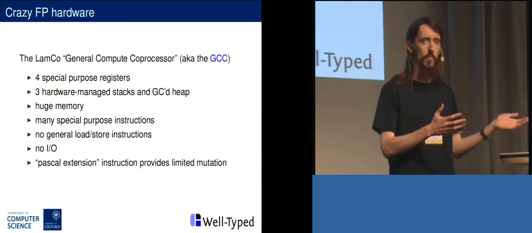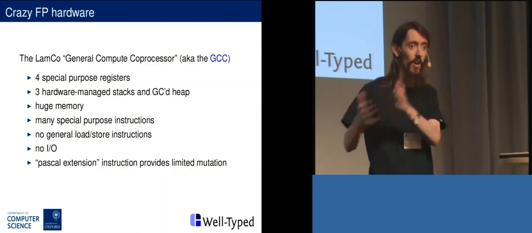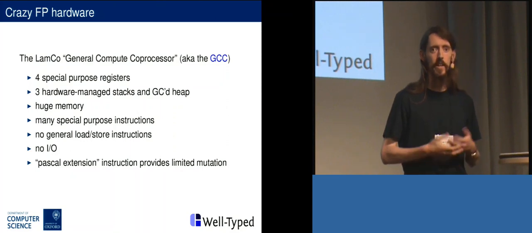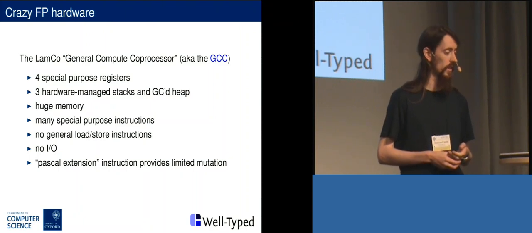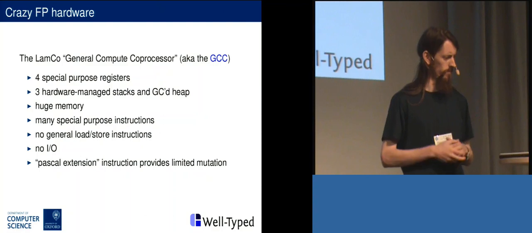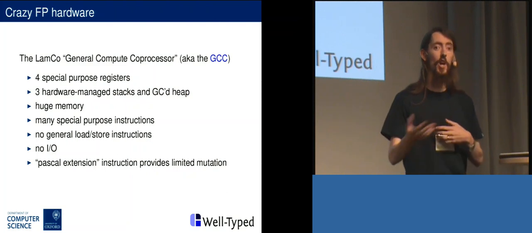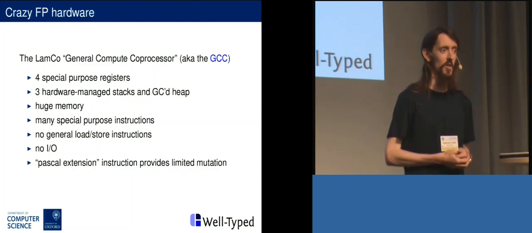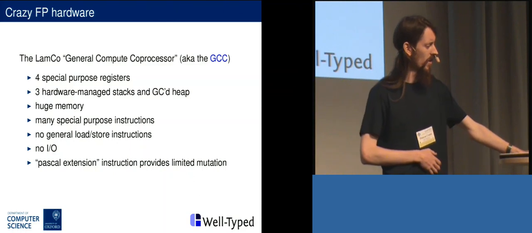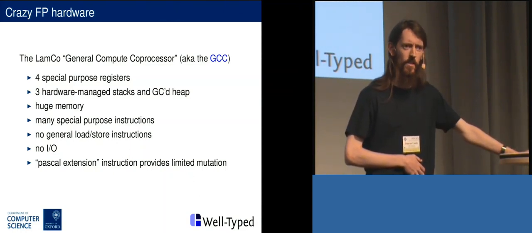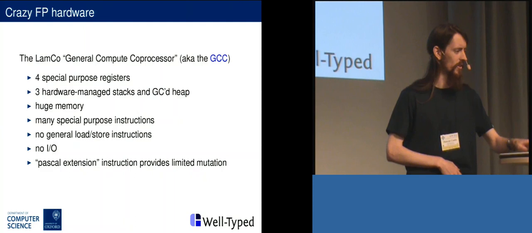All of its registers are special purpose. It's got a hardware managed stack, and indeed a garbage collected hardware heap. It's got enormous memory, at least for the time, for the early 80s. Lots of its instructions are special purpose, in particular lots of control flow for manipulating some of these stacks are very, very special. There's no general memory load store, nothing like that. And there's no I/O at all. It's a coprocessor. It just returns a result, and that's all it does. There's no interrupts, no modification. Oh, but there was some little sop to the imperative programmers in there. The engineers at some point had added a Pascal extension, which allowed a limited amount of mutation. But only limited. It wasn't full mutation.